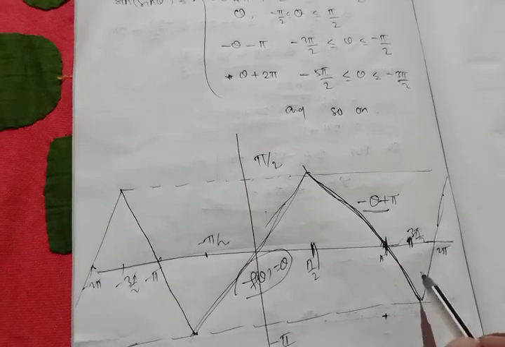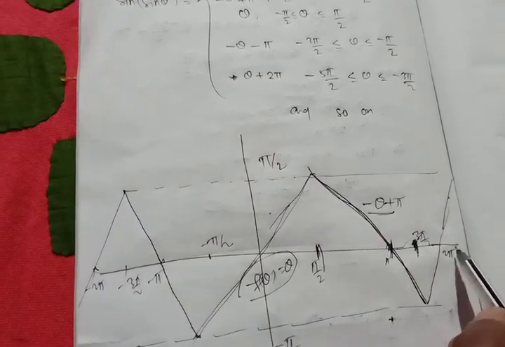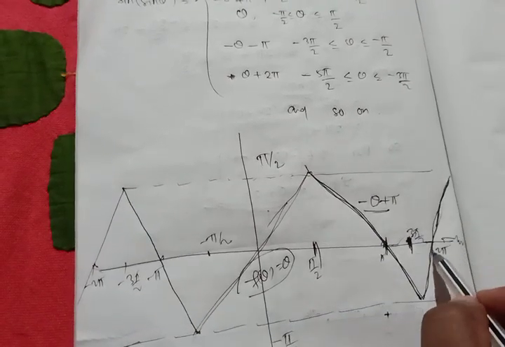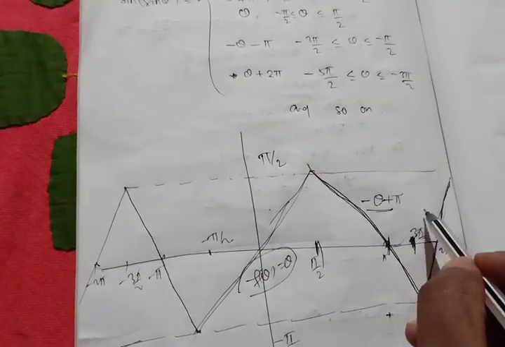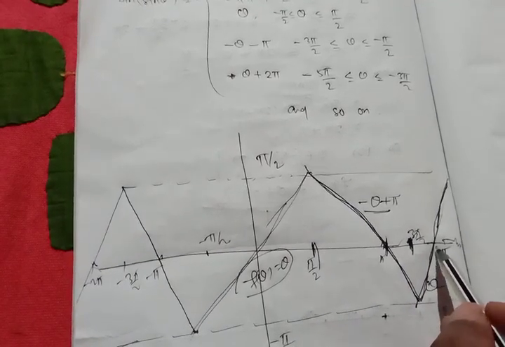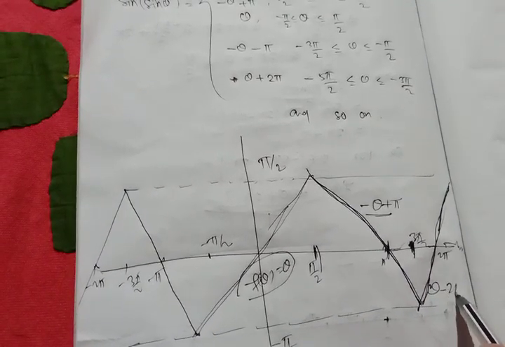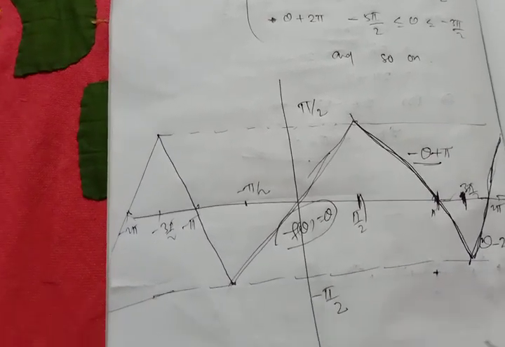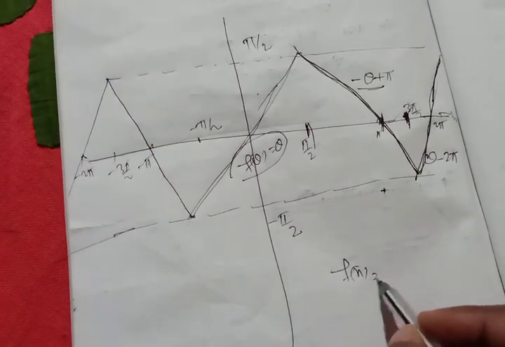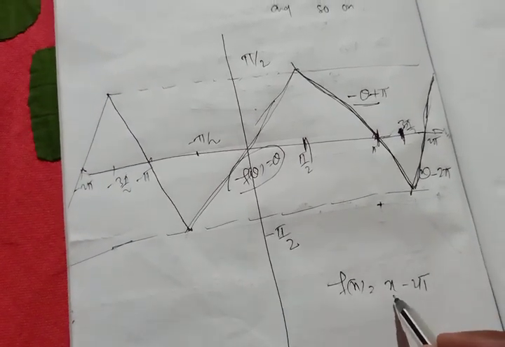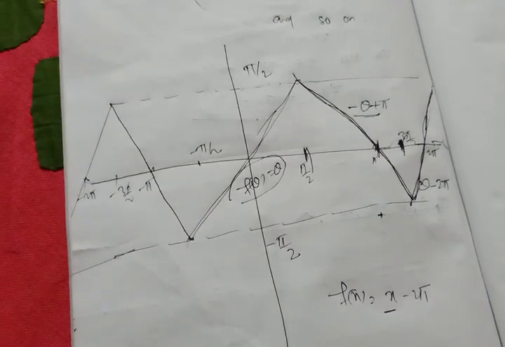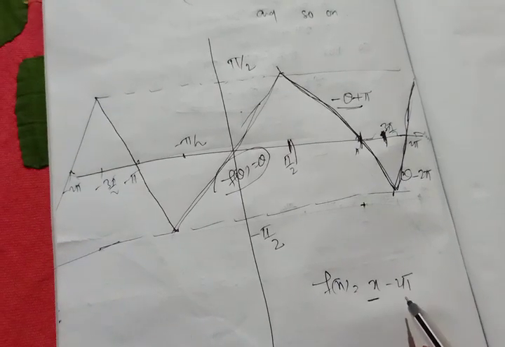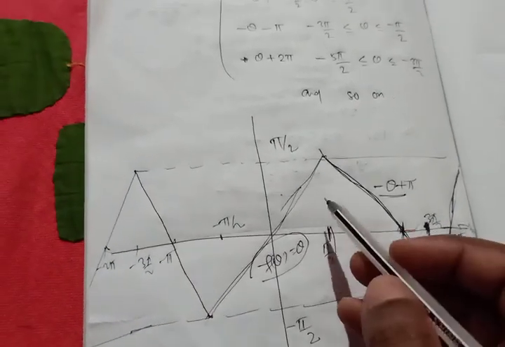Similarly, if theta is greater than or equal to 3 pi by 2 and less than or equal to 5 pi by 2, this is the answer. This one has a positive slope, so we take theta, and it passes through the point 2 pi, so it is theta minus 2 pi. Just remember lecture 7: if it has a positive slope, f of x is equal to x minus 2 pi, which means it has a positive slope and passes through 2 pi.